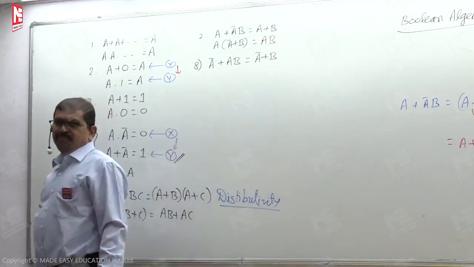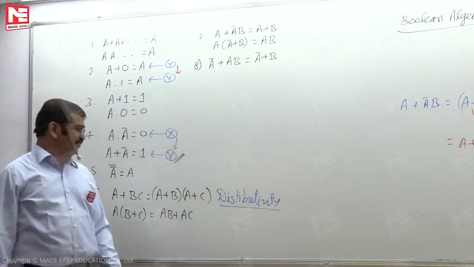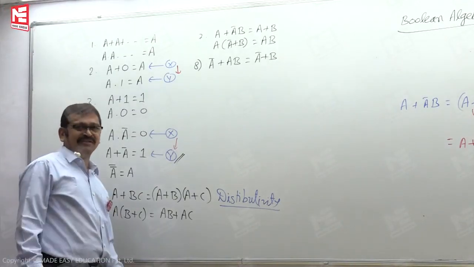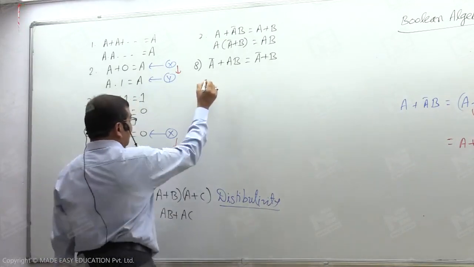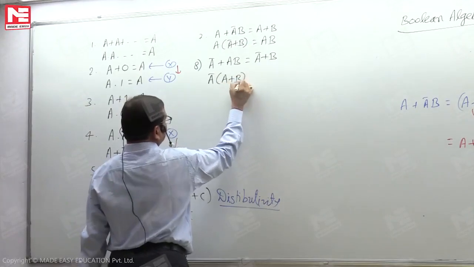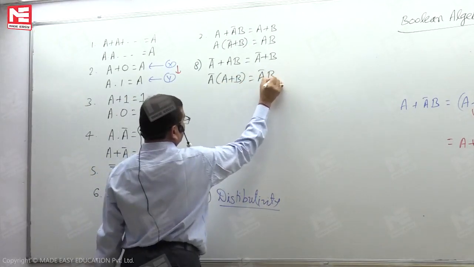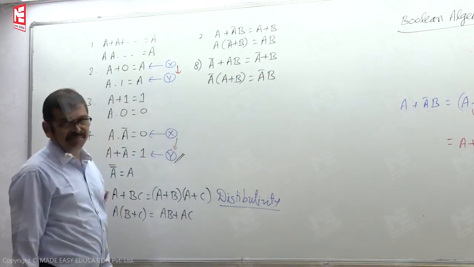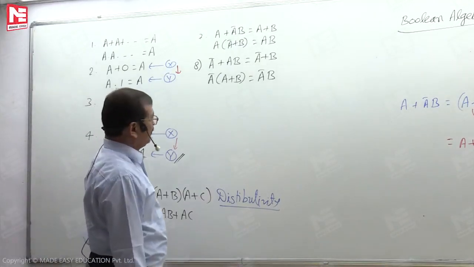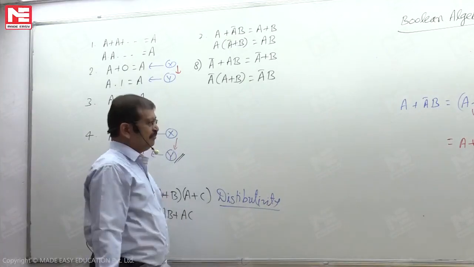Similarly, it is possible to try the eighth one using distributivity. You need to start with distributivity and, of course, a few other earlier properties later. If we try well, this will be A complement and with A or B is equal to A complement and B. As a dual, of course, we read the other one.